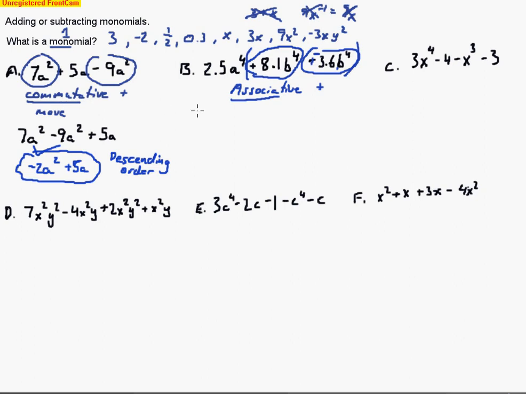So I'll go ahead and bring down my 2 and 5/10 a to the fourth. And when I look at this, I'm subtracting these numbers. So off to the side, you might want to write down 8.1 minus 3.6. And when we do that subtraction, I need to borrow from that 8, change it to a 7, and that makes 4.5. So 4.5, there's more positives than negatives, so that's what it is, a positive 4 and 5/10 b to the fourth power. And that's it. So as I said before, descending order is what we do.